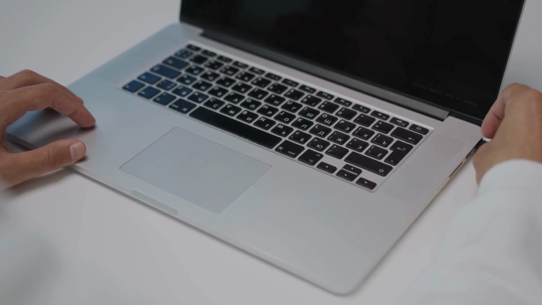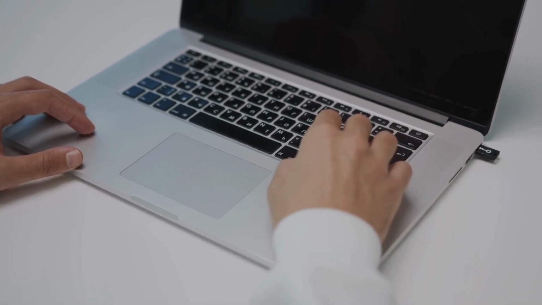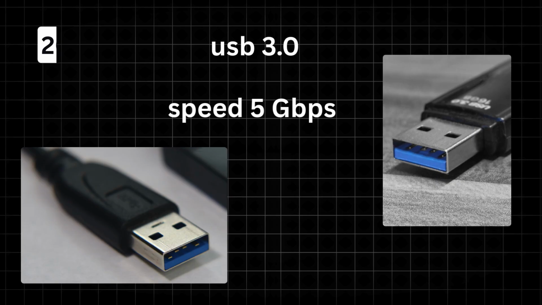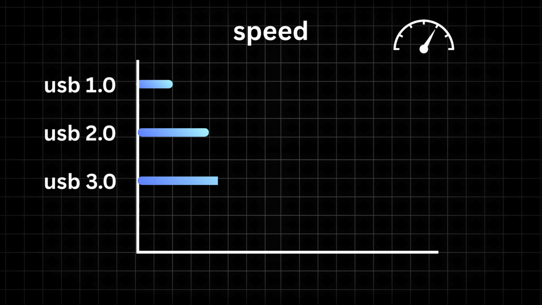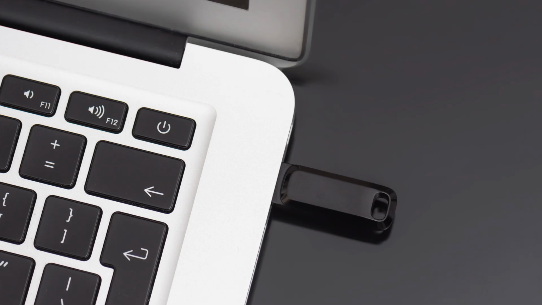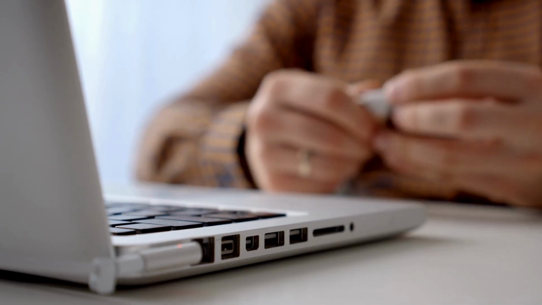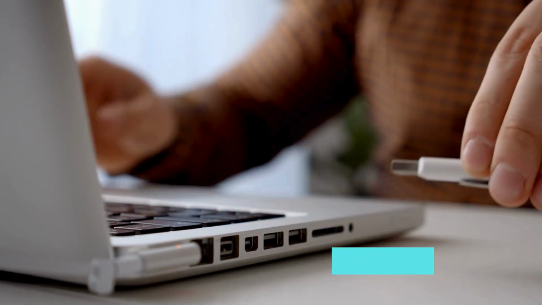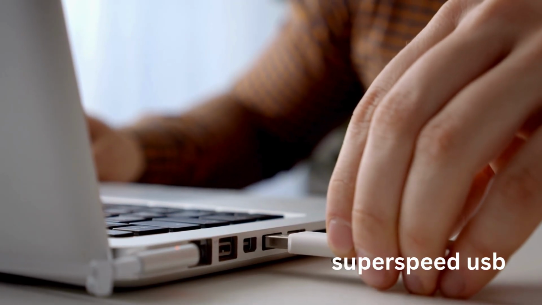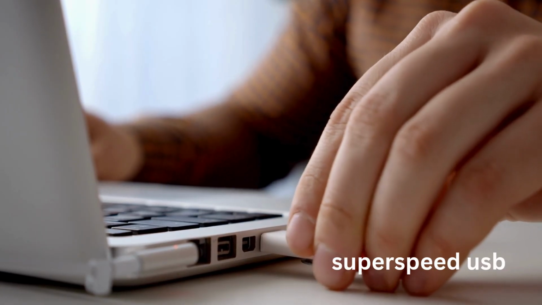USB 3.0, introduced in 2008, indicated with blue color. This jumped the speed from 480 megabits to 5 gigabits per second. That is over 10 times faster. USB 3.0 allowed for full duplex communication, meaning data can be sent and received at the same time. It's also known as SuperSpeed USB. This was the upgrade that finally made transferring big files not feel like a punishment.